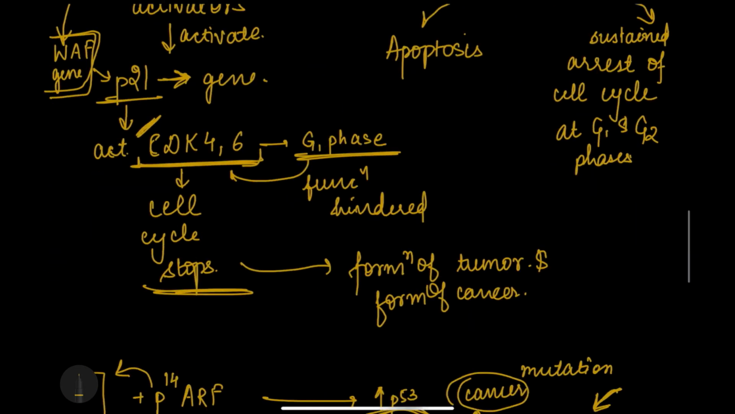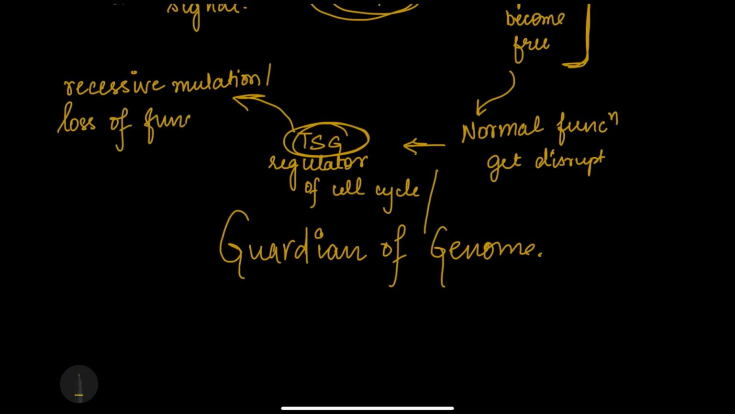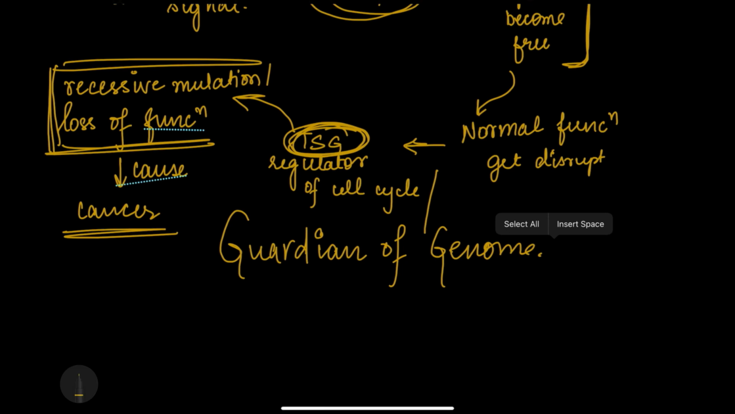Okay, one point that we forgot to discuss is about tumor suppressor genes. Basically what they do, they show recessive mutation, either recessive mutation or loss of function, to cause cancer. Otherwise they are tumor suppressor genes, that is, they stop the formation of cancer. I hope the topic might be clear to you.